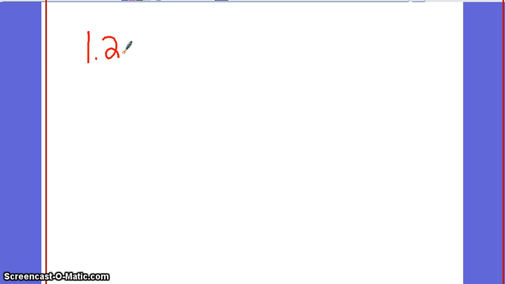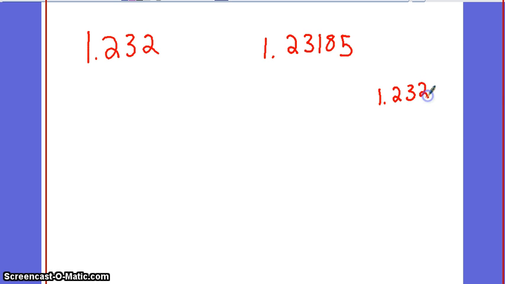1 and 232 thousandths and 1 and 23,185 hundred-thousandths? Which one is bigger? Again, they're pretty close in size. Even adding those zeros, you can see that there is a size difference with these. And you would write your answer just like that.